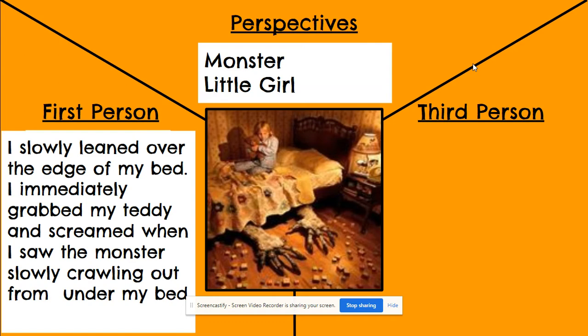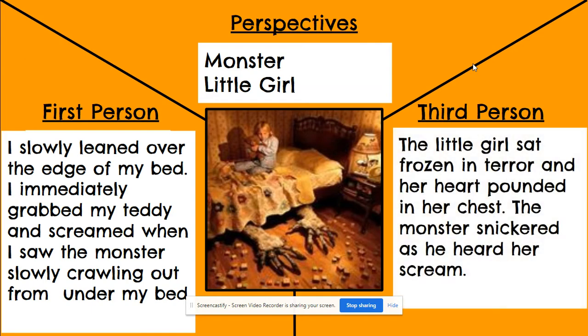For third person, let's see what we would put. The little girl sat frozen in terror and her heart pounded in her chest. The monster snickered as he heard her scream. So in this case, we see the pronouns he, she, and so we know that it's third person. And we also know it's third person because, again, the person is just describing what they are seeing from both perspectives, from both characters.